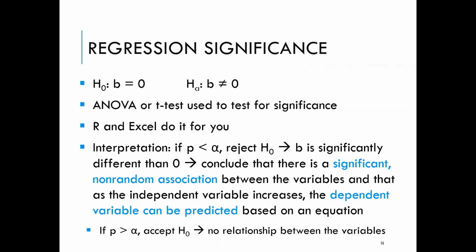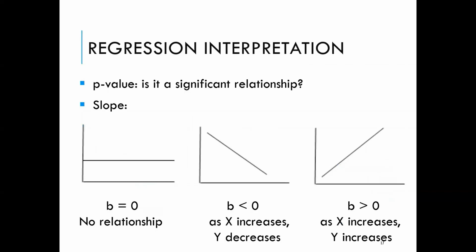On the other hand, if p is greater than alpha, we accept our null hypothesis and conclude that there is no relationship between the two variables. The p-value of the regression analysis lets us know if this is a significant relationship.